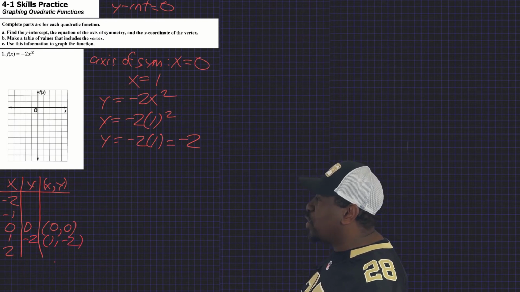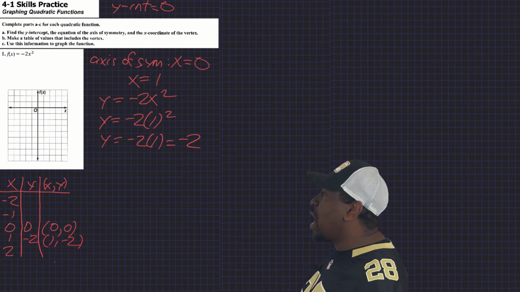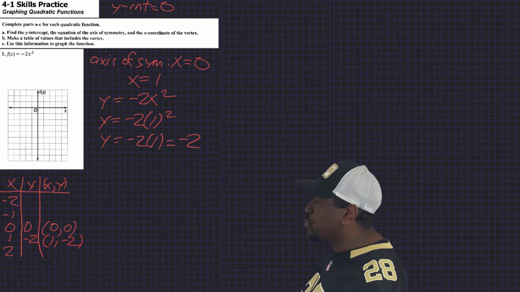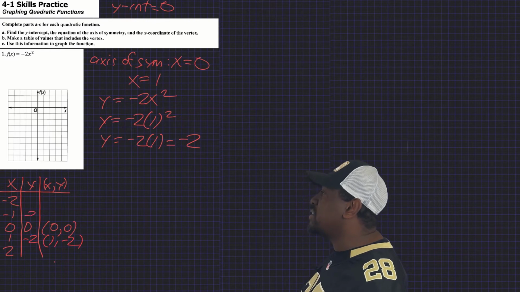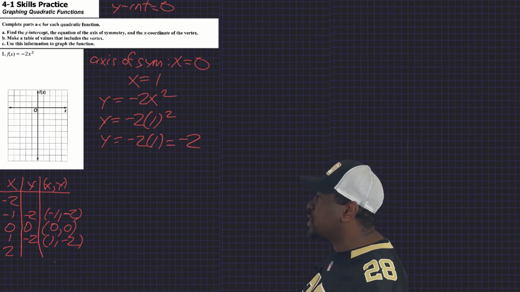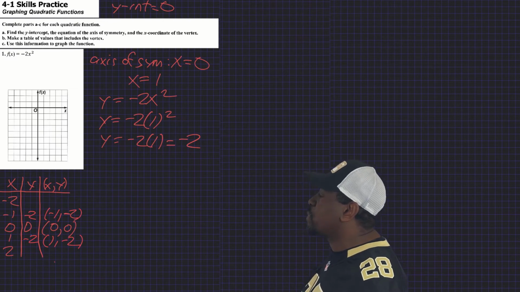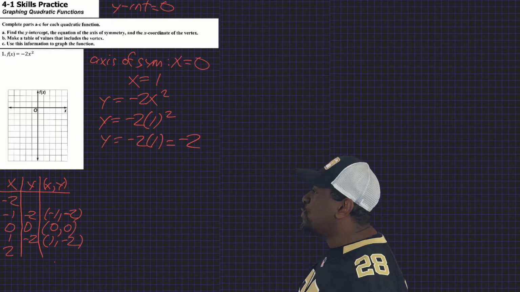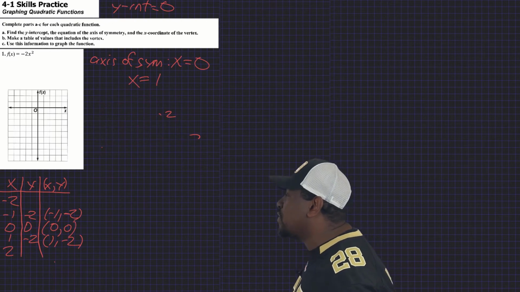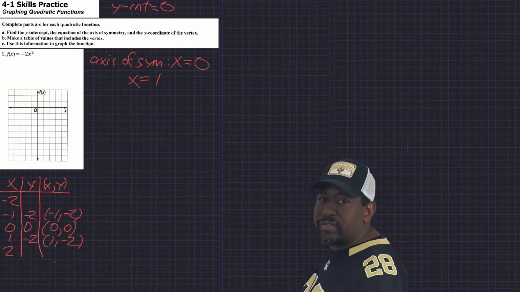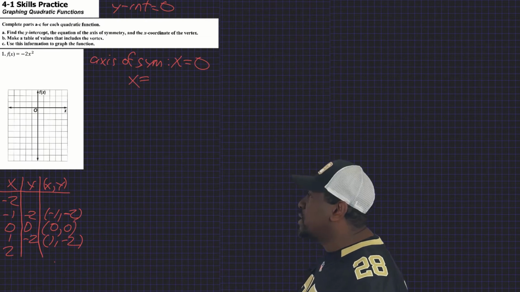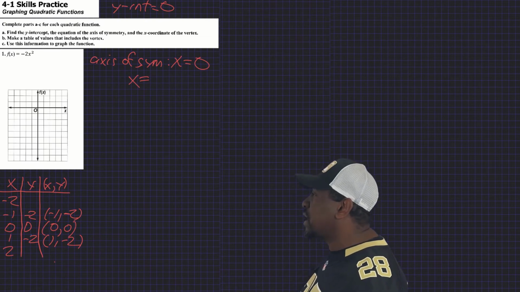And since we know y is negative 2 and x is 1, we know 1 unit to the left, negative 1, y has to have the same value of negative 2. And so we write that coordinate down in our table, negative 1, negative 2. So at this point, we will find the y value when x is either negative 2 or 2. It doesn't matter which one because they have the same y value. So we're going to pick 2.